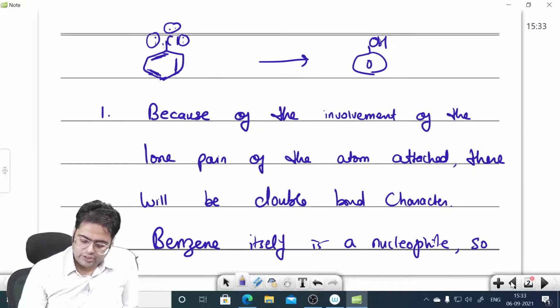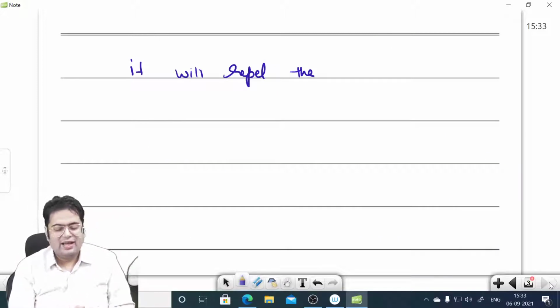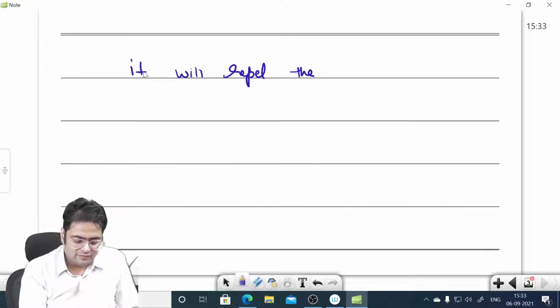Maybe the second point is somewhat not clear. Because of my own image on the screen, I will take care of it next time. So it will repel the incoming nucleophile.